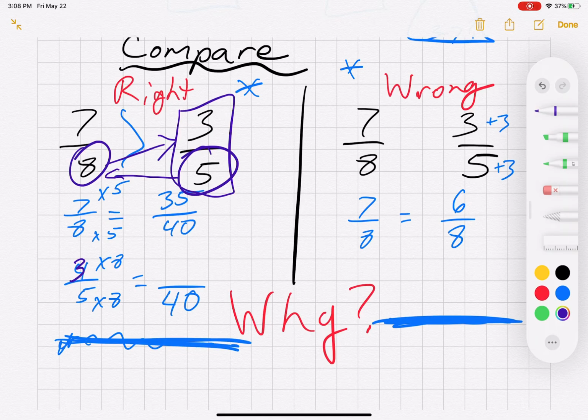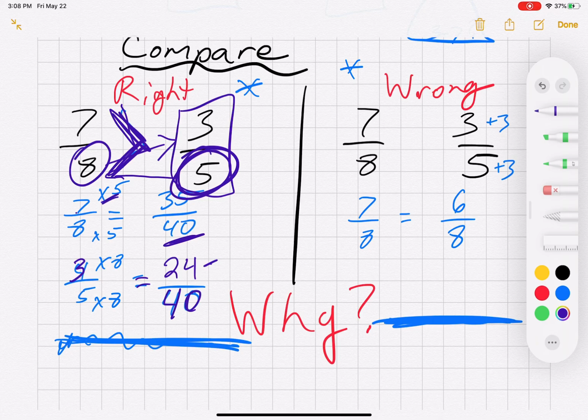So 3 times 8 is 24, right? And then I'm going to compare these two. So I have 3 times 8, and 5 times 8 is 40 for the denominator. And then 7 over 8 is going to multiply by the opposite denominator, which is 5. So 7 times 5 is 35. 8 times 5 is 40. Okay, and then I'm going to compare the two. And obviously 35 is bigger than 24, so 7 over 8 is the bigger fraction.